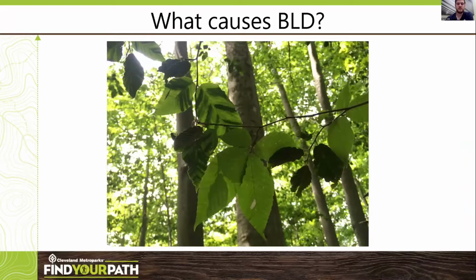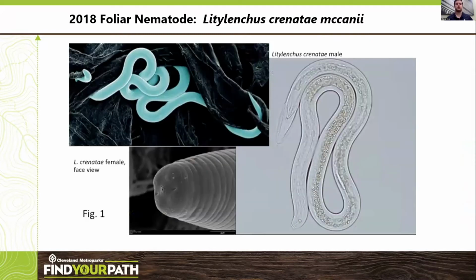So what causes beech leaf disease? This has been a debate within the research community, but the biggest culprit that we have identified so far is this Litylenchus crenatae mccannii, which is a microscopic nematode or worm. And so you can see these really nice quality scanning electron microscopy photos here. And this is done through USDA APHIS. Lynn Carta is heading up that work and has done some really nice microscopy work.